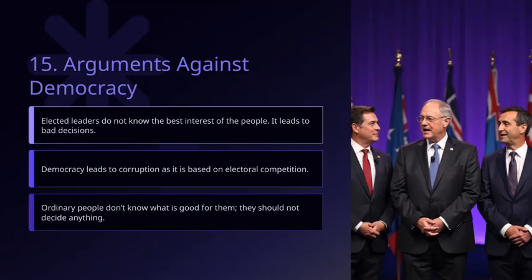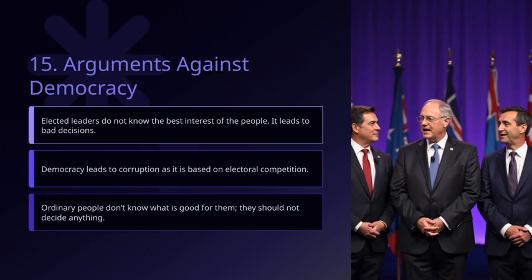Now, let's look at some of the arguments against democracy. Some people believe that elected leaders don't always know what is truly in the best interest of the people. As a result, this can lead to poor decision-making. Another concern is that democracy, because it relies on electoral competition, can sometimes foster corruption. When politicians are focused on winning votes, they might prioritize short-term gains or personal interests over the public good.